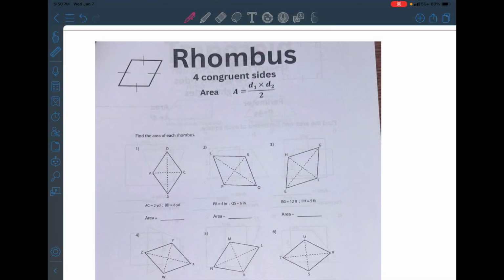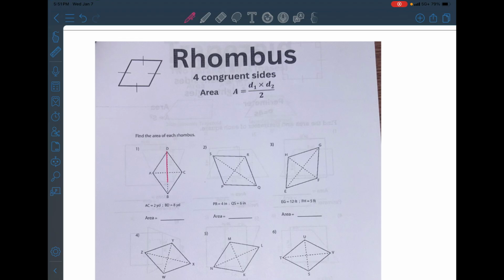You've completed the rectangle. We're going to do rhombus. Rhombus is, this D stands for diagonal. And when you have a little subscript number there, that means the first diagonal and the second diagonal. Doesn't matter which one's which, just means diagonal 1 and diagonal 2. So what we're going to do is take our diagonals, multiply them together, and then divide it by 2.